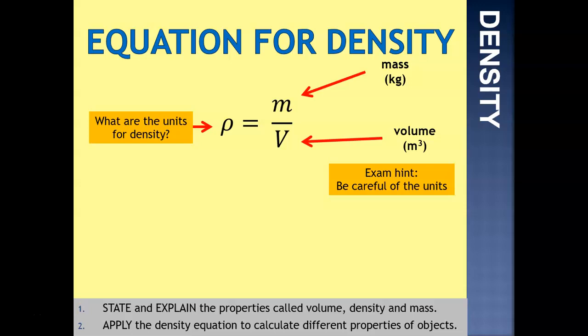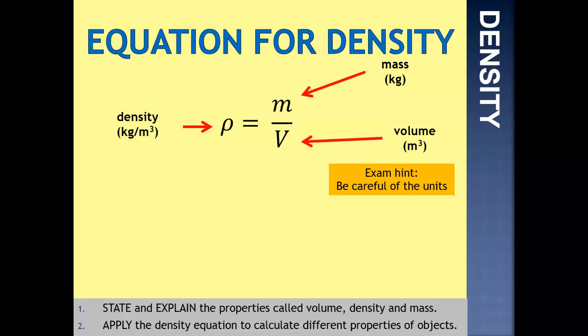Looking at that then, what would the units of density be? We've got kilograms divided by meters cubed, kilograms per meter cubed. If mass is given in grams and volume in centimetres cubed, density would be grams per centimetre cubed. So be careful of the units. Look at what they give you and what you're calculating.